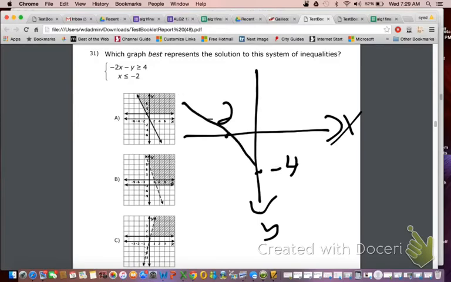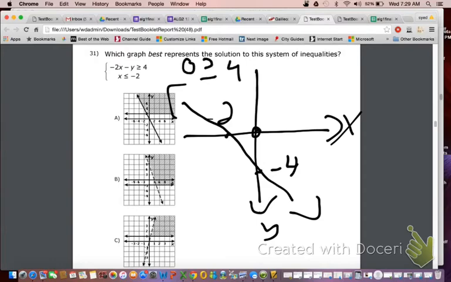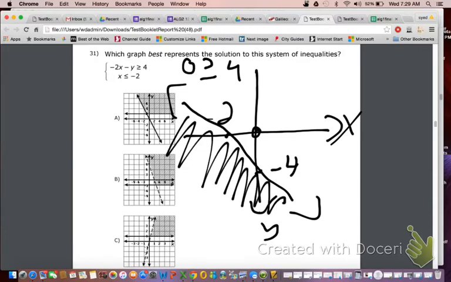So we end up getting this. Let's pick a test point, 0, 0. If it's true, we're going to end up shading here. If it's false, we're going to end up shading here. So let's see which one it is. So we substitute 0, 0. Is this true or is this false? Obviously it's false, so it gets shaded here. And x is less than 2 is simply this line.